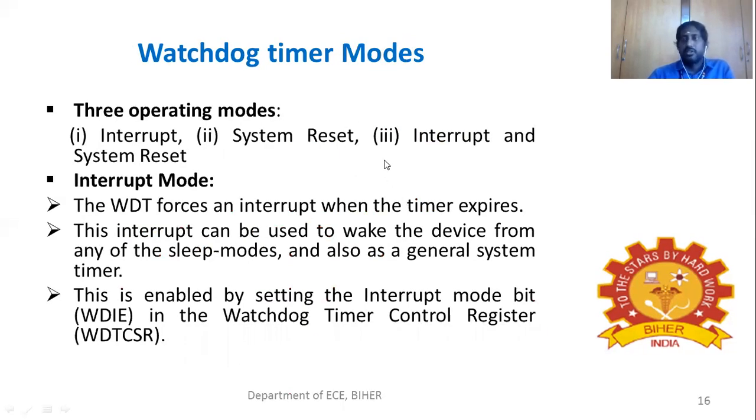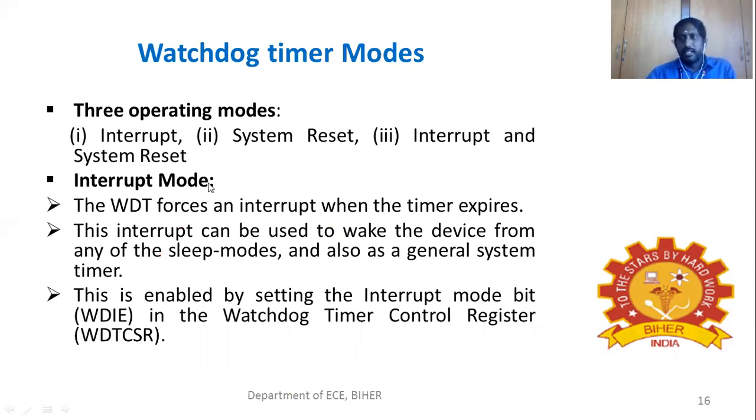Watchdog timer modes. It operates in various modes. So there are 3 operating modes: the interrupt mode, system reset, and interrupt and system reset. We will discuss the functions of these 3 operating modes one by one.